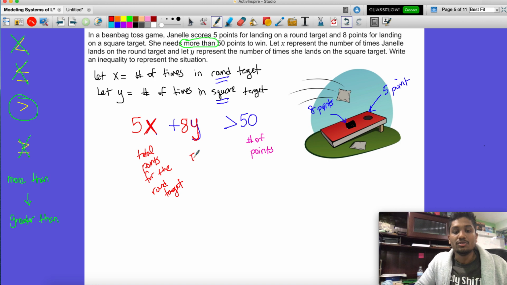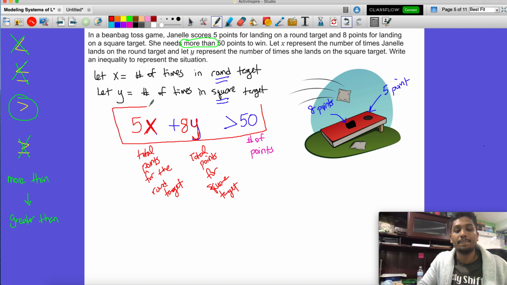This is the total points, 8 points each time. So if y was 2, that means that I threw it into the square target twice. 2 times 8 would give me 16 points. So the total points for square target, okay? And this is actually the inequality that we're going to use to represent this.